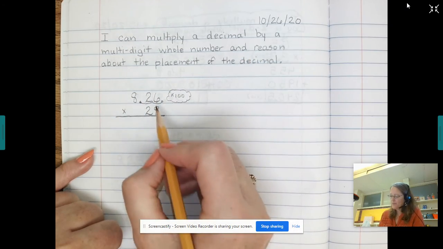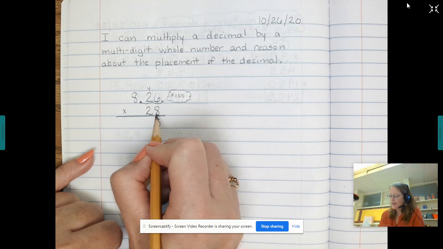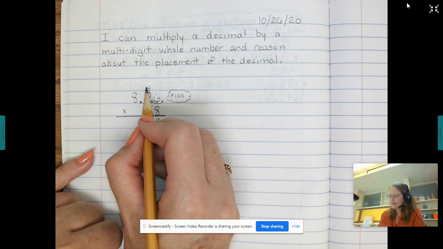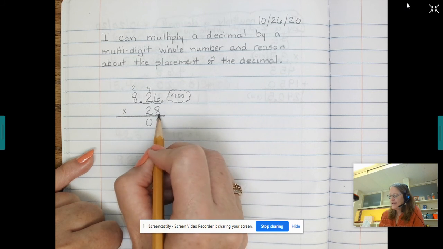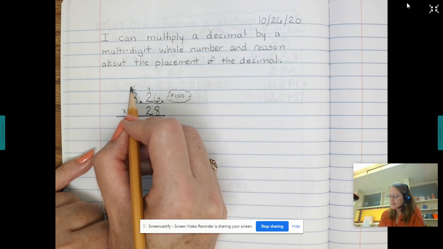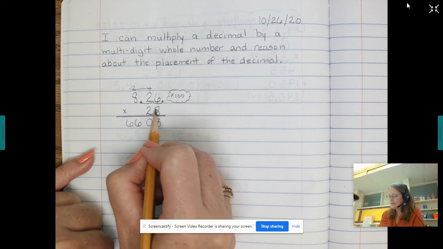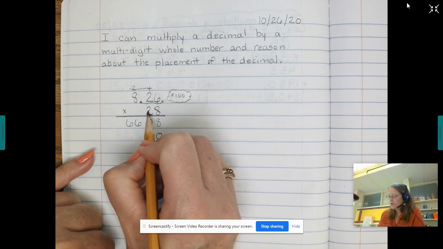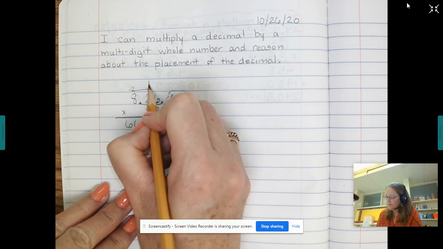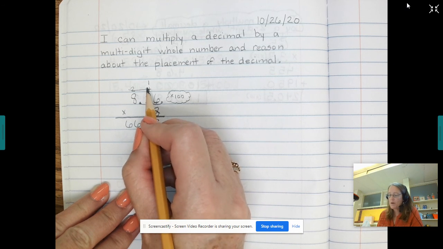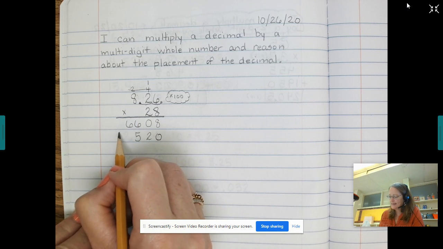826. Here we go. 8 times 6 is 48. Put down the 8, carry the 4. 8 times 2 is 16, 17, 18, 19, 20. Put down the 0, carry the 2. 8 times 8 is 64, 65, 66. Zip, zap, 0. 2 times 6 is 12. Put down the 2, carry the 1. 2 times 2 is 4, and 1 more makes 5. And 2 times 8 is 16.